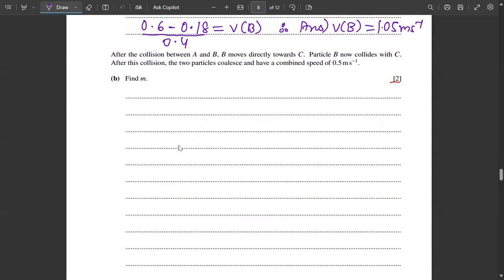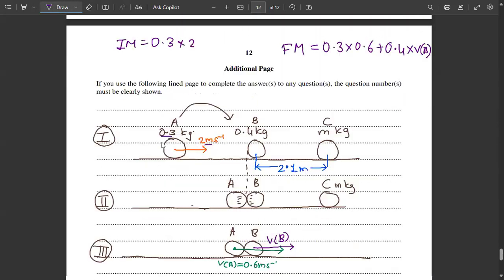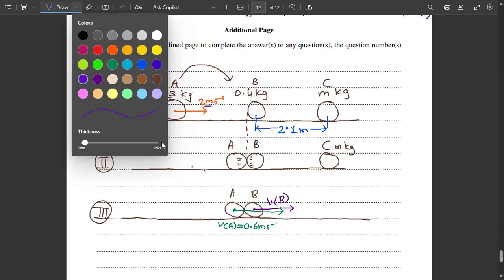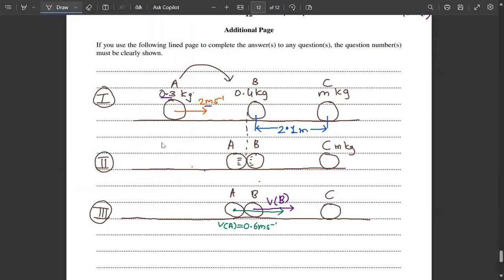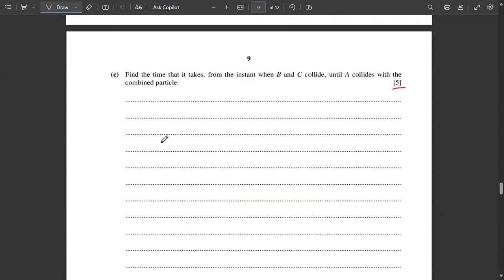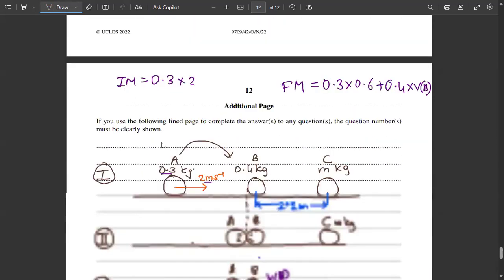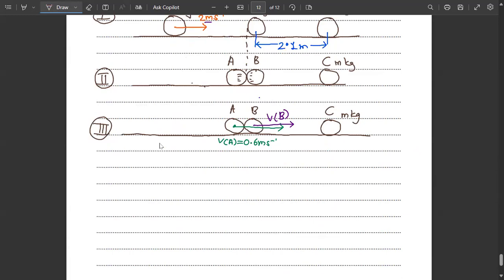Going to the next question. After the collision between A and B, B moves directly towards C. Let's update our diagram now. We know that B is directly moving towards C. We have not drawn C here. And what else have they mentioned? B moves directly towards C. Particle B now collides with C. So let's make the fourth diagram.